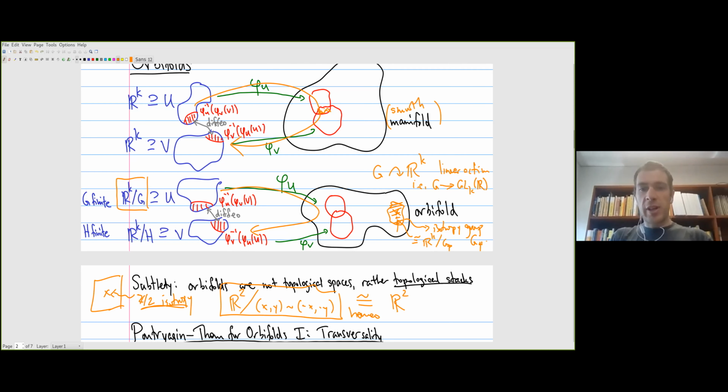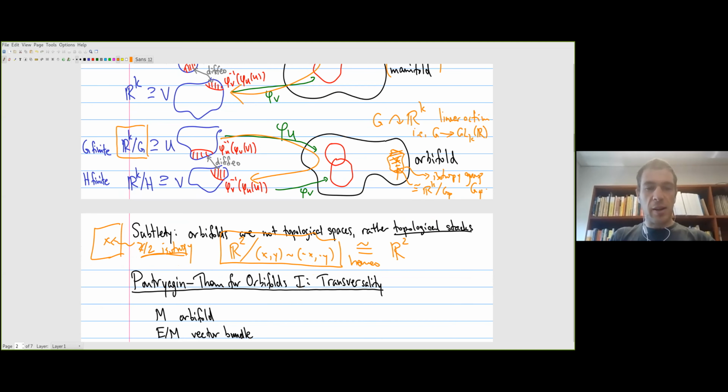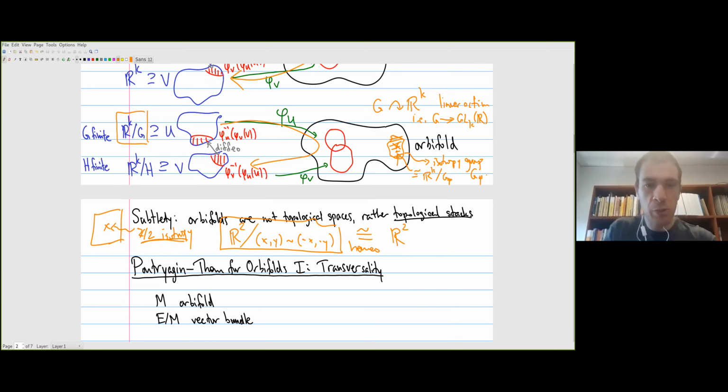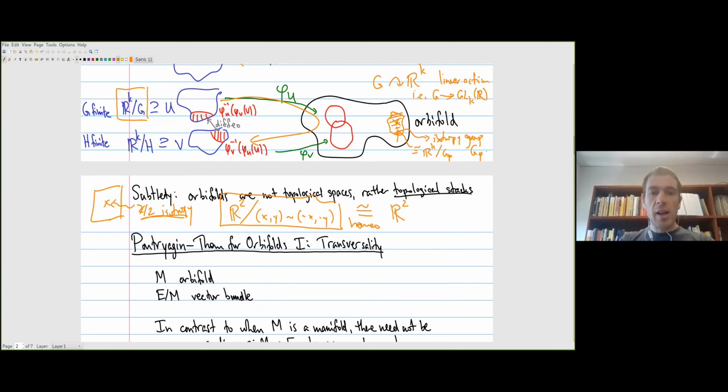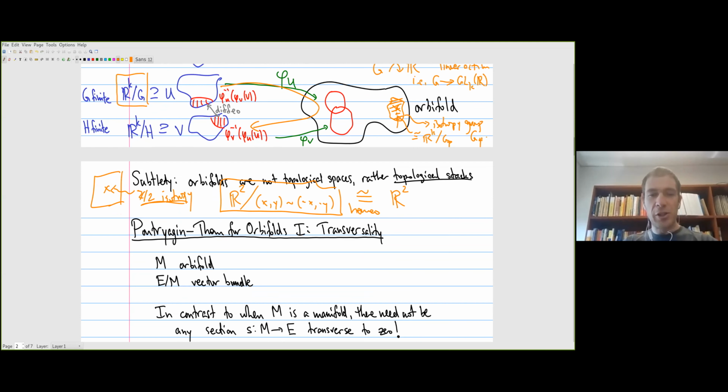Right. So for the Pontryagin-Thom construction, there are really two steps. We went from geometry to homotopy and back. So the first step I want to talk about here is transversality, which would be going from homotopy to geometry. So let's put ourselves in the following situation. We have an orbifold, and we have a vector bundle over an orbifold. And what I want to convince you of first is that it's no longer the case that you can perturb any section to be transverse to 0.